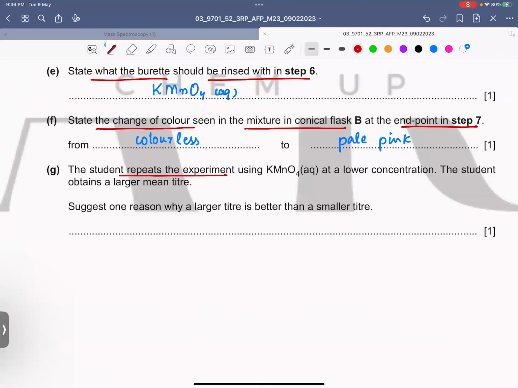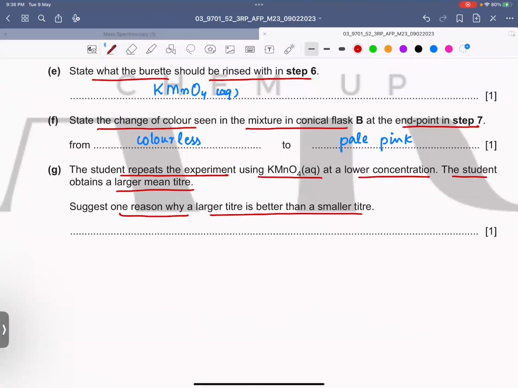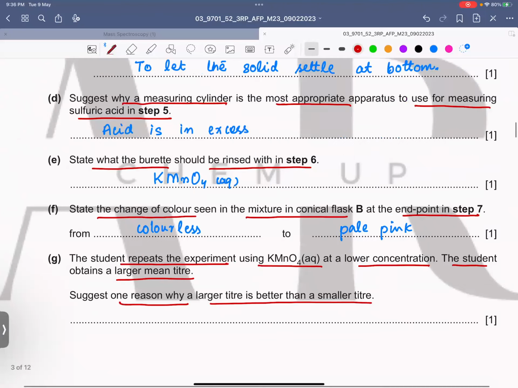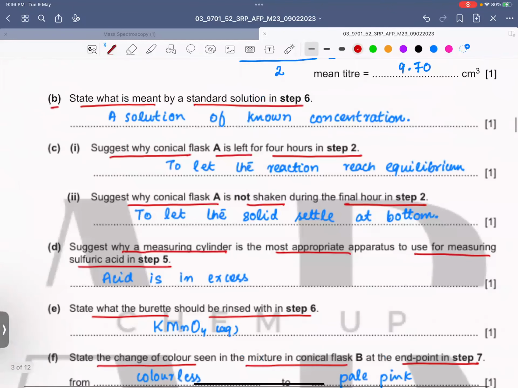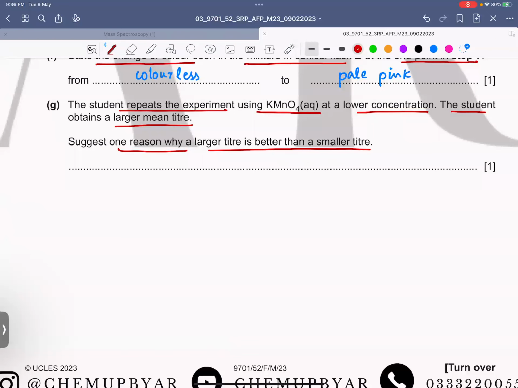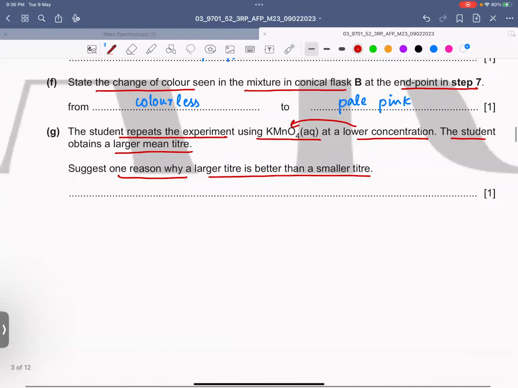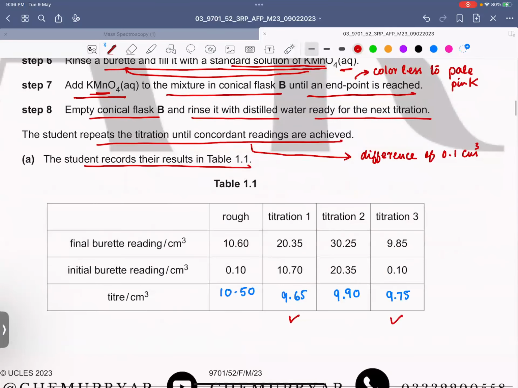The student repeats the experiment using KMnO4 aqueous at lower concentration. The student obtains a larger mean titer. Suggest one reason why a larger titer is better than the smaller titer. So what it is saying is, when a lower concentration of potassium manganate is used, then what would happen? The volume gets greater. For example, if your initial reading is 0.10 and we are using the lower concentration of KMnO4, it would be 20.60 now, the final titer.